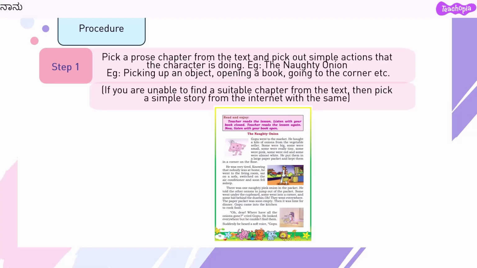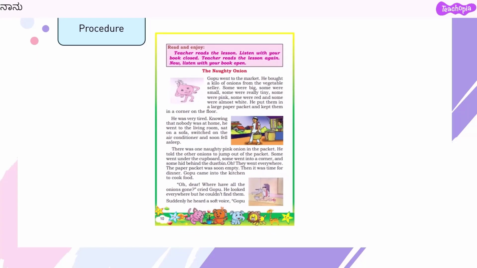The first thing that you need to do is pick a chapter from the text and pick out simple actions that the character is doing. Let's take the example of the naughty onion. Now here we are looking at examples like picking up an object, opening a book, going to the corner, and so on. Here, as a teacher, I have underlined some actions that I want to teach my learners.